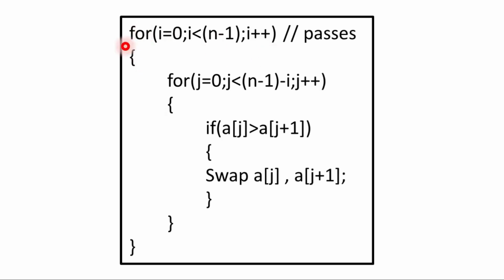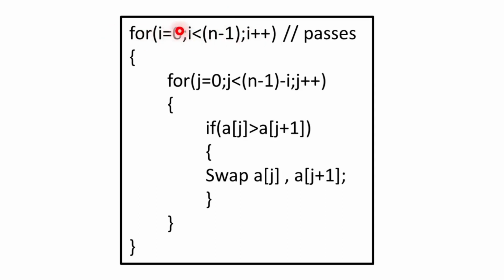This is the parent loop, which stands for the total number of passes. It starts from I equals 0 to I less than n-1. Why n-1? Because the total number of iterations or passes that we need to repeatedly compare the adjacent elements is n-1 times. This is for the total number of passes.